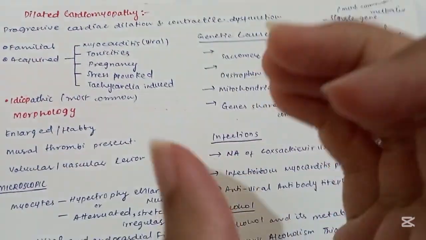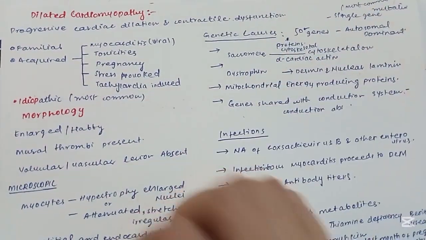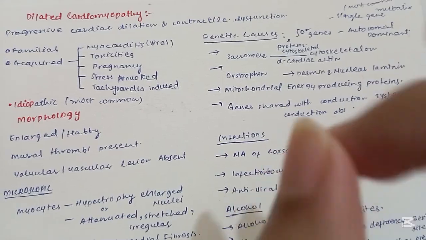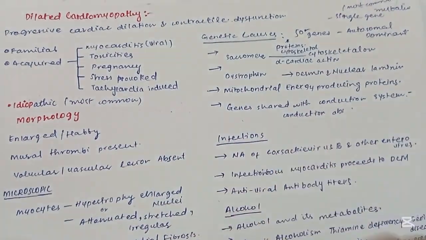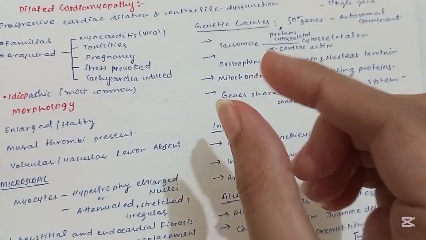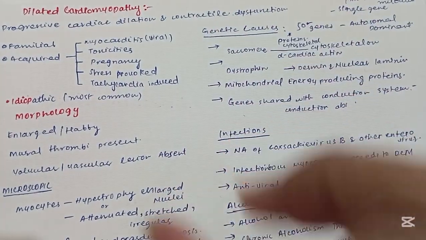There are actually two types of cardiomyopathy in which there is enlargement of the heart. One is dilated cardiomyopathy and the other is hypertrophic cardiomyopathy. As the name indicates, in hypertrophic cardiomyopathy there is hypertrophy of the myocardium, and as a result the wall thickens and the cavity inside it actually becomes smaller.